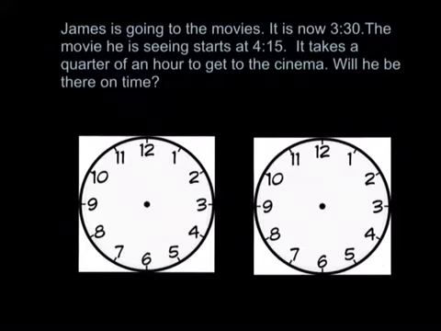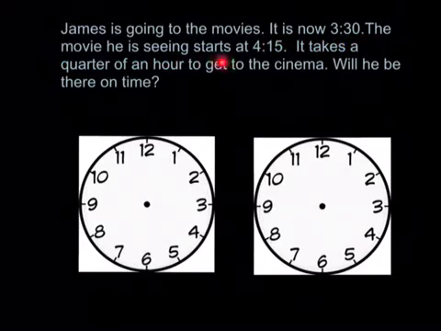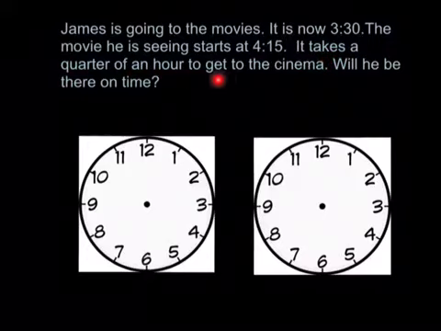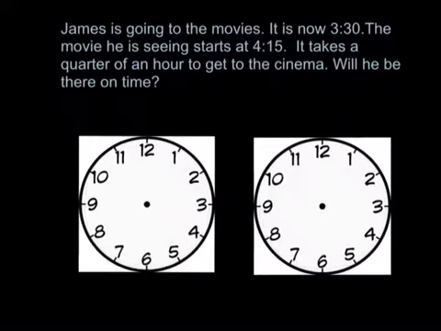Here's another time word problem. James is going to the movies. It is now 3:30. The movie he is seeing starts at 4:15. It takes a quarter of an hour to get to the cinema. Will he be there on time? This is another multi-step problem. So let's go through and highlight the key information we're going to use to help us answer this question.